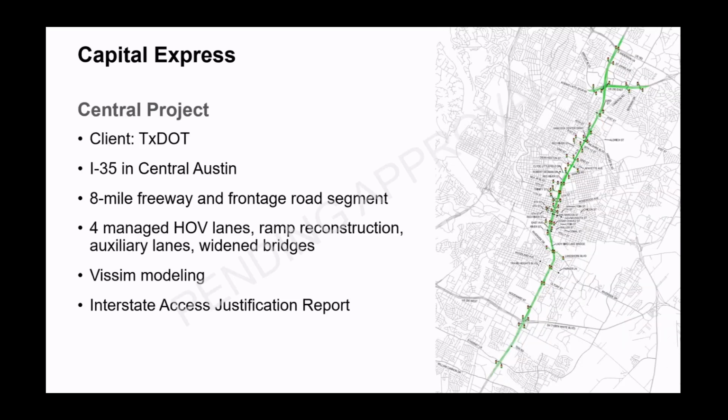But going into the central project specifically, TxDOT is our client. It's I-35, and it's an 8-mile freeway and frontage road segment in Austin, Texas. The project limits were US 290 east here at the top, and then going all the way to SH 71 down here.